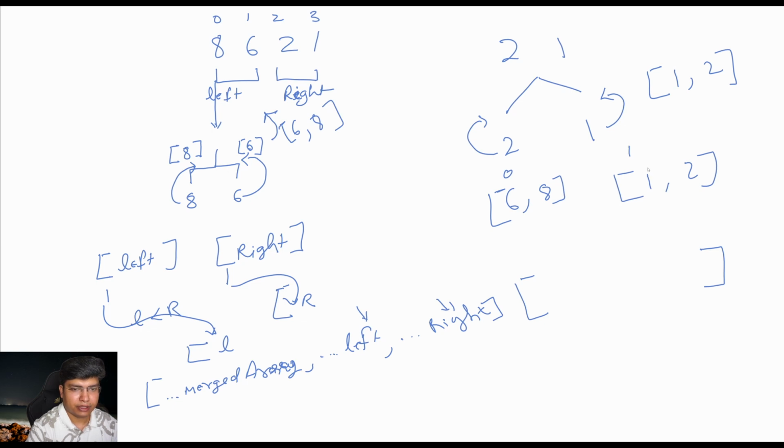We are going to pick 1 because 1 is smaller than 6, and we will remove this from here. And now again we are going to compare the first element in the left array with the first element in the right array. We have already removed 1, that's why I am calling 2 the first element in this array. So this is like a shift function.